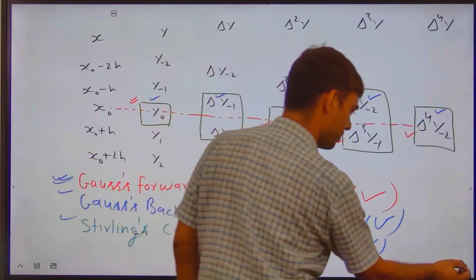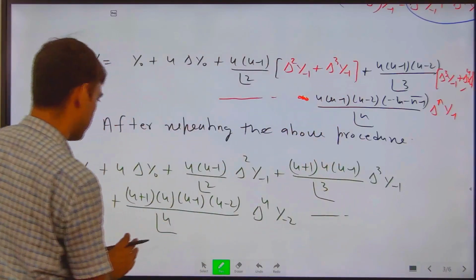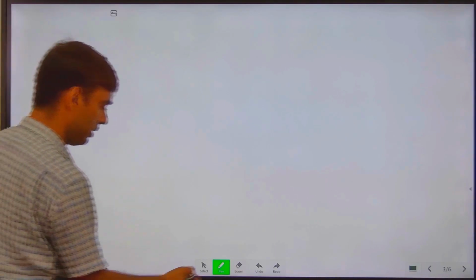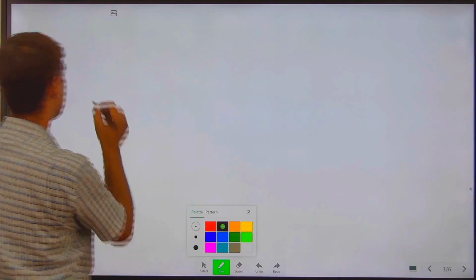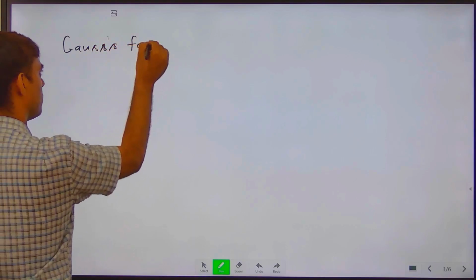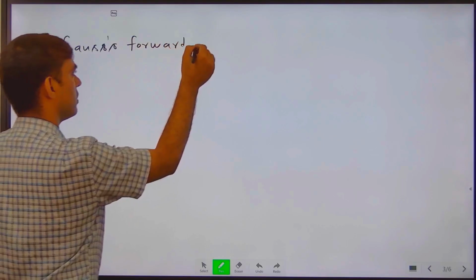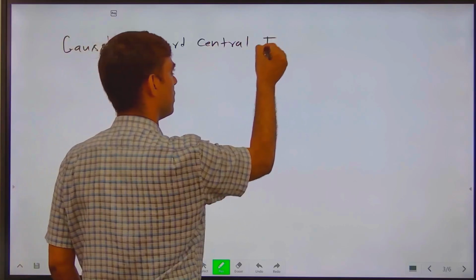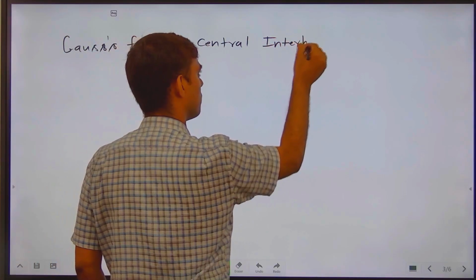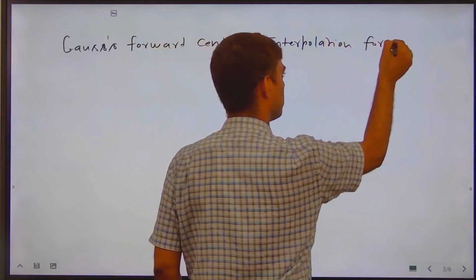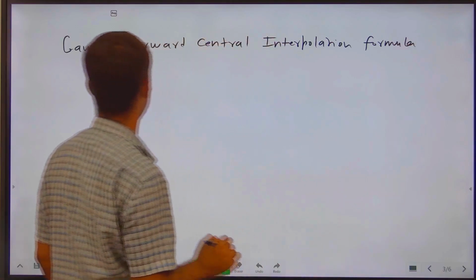So, in the next phase we are going to write the Gauss forward, Gauss backward and Stirling central interpolation formulas. First we write the Gauss forward central interpolation formula.